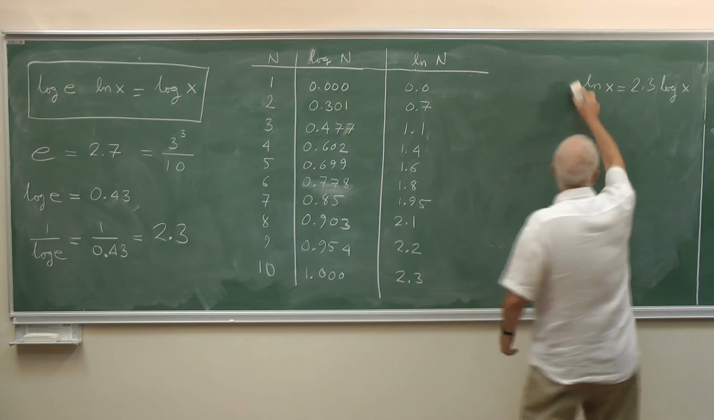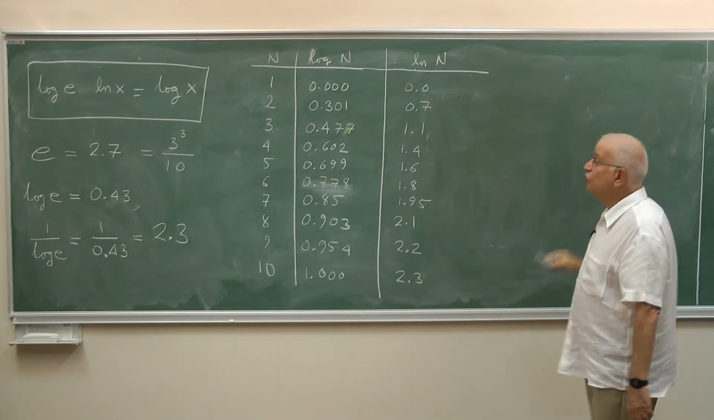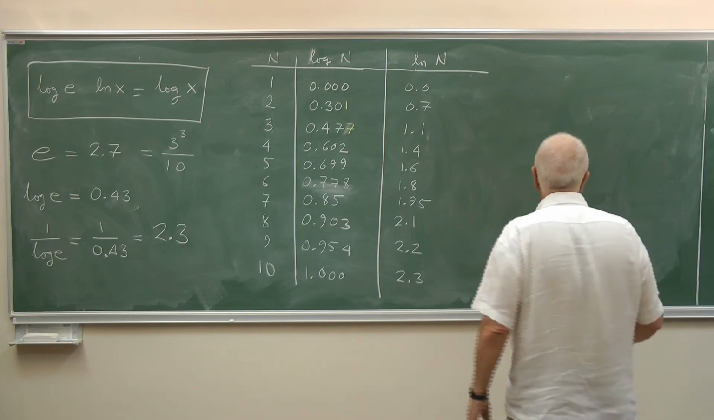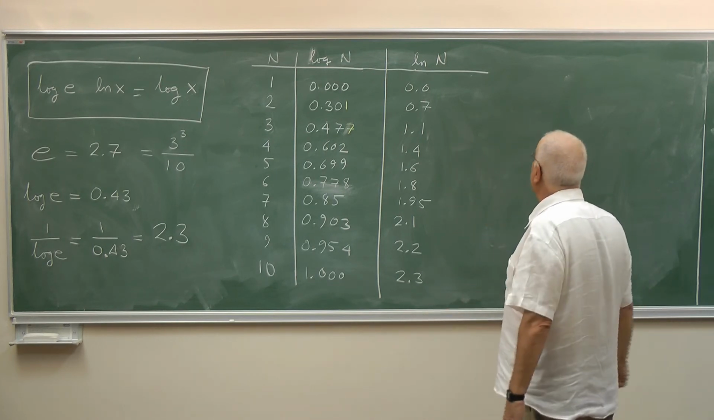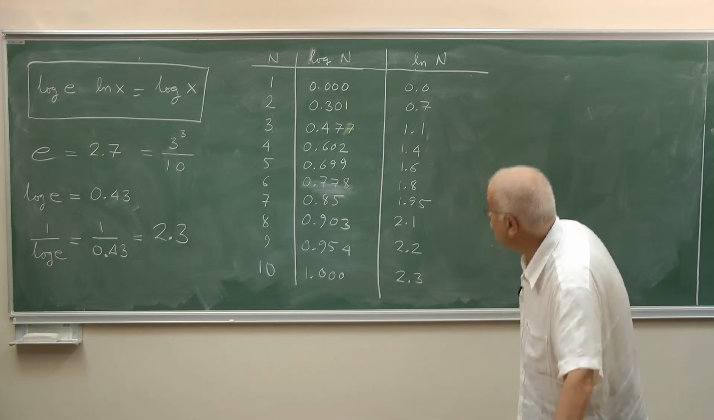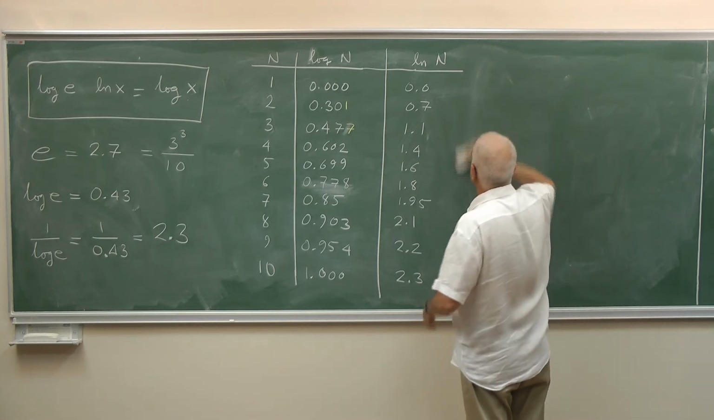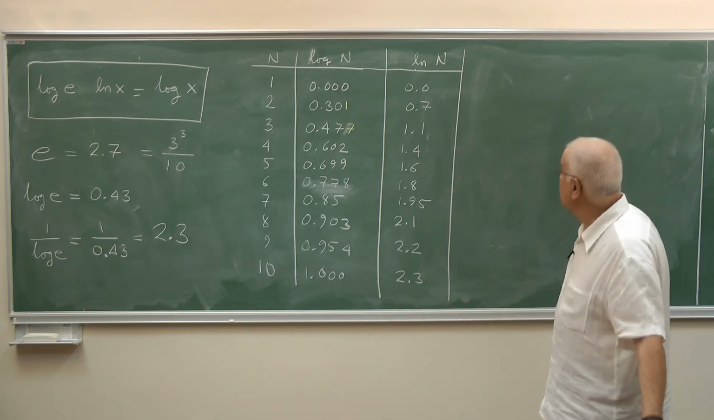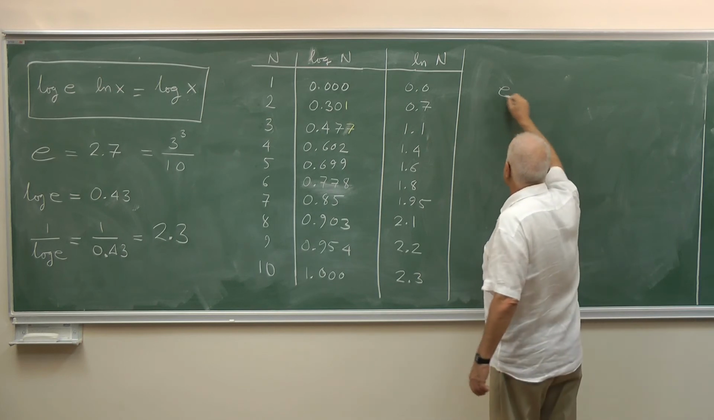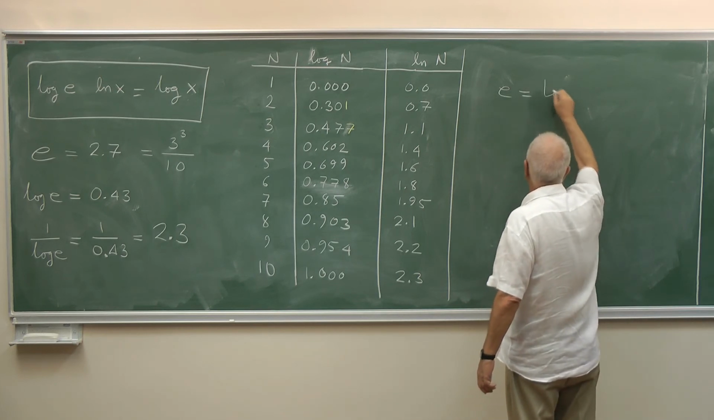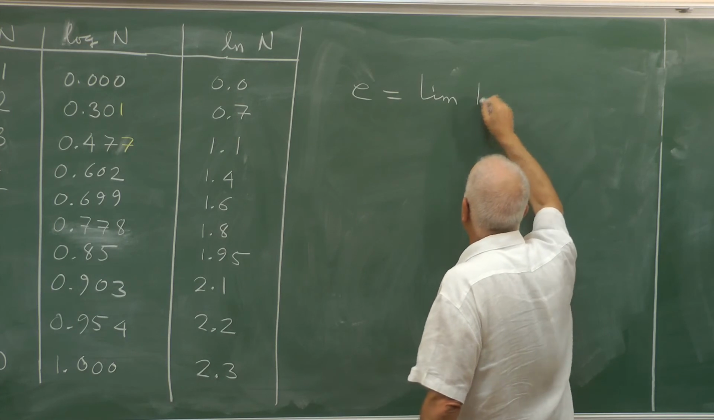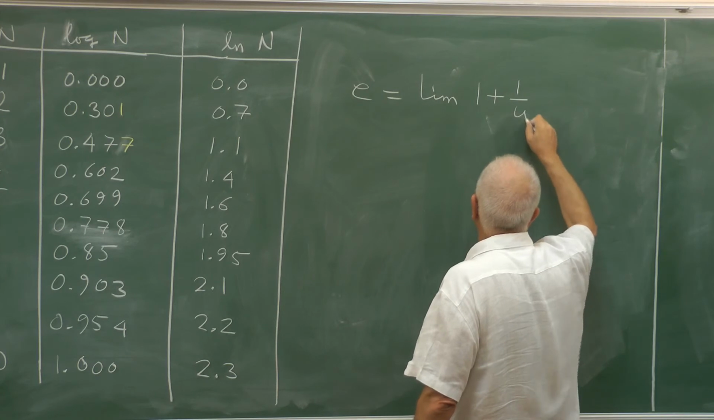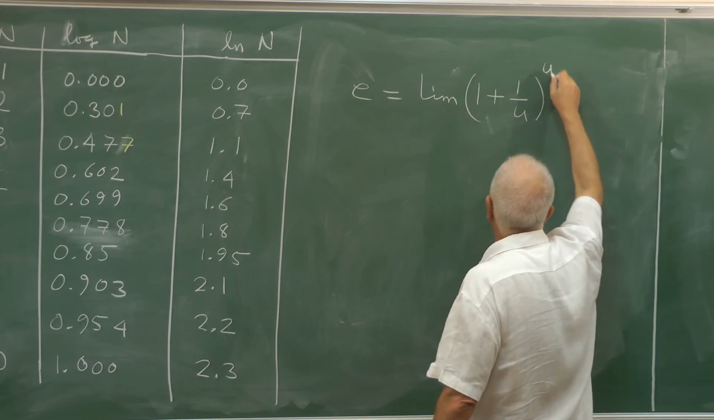Now using these, we can do lots of interesting calculations. But first, what is the formal definition of e? How did we come about this? Well, e is actually a limit of 1 plus a very small number to a very large number.